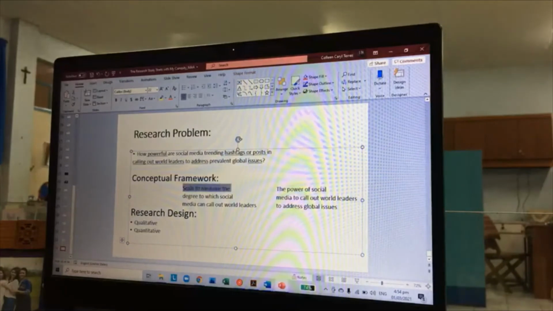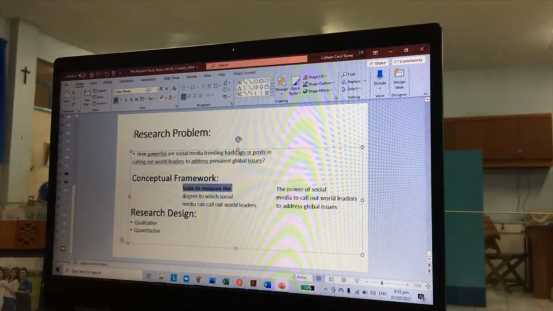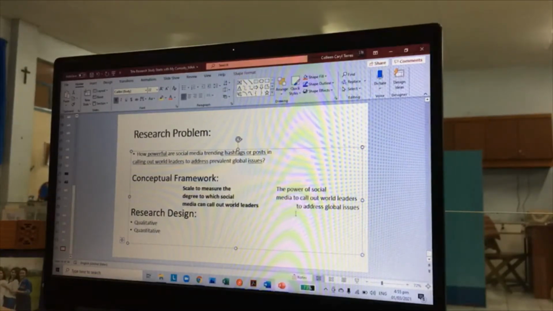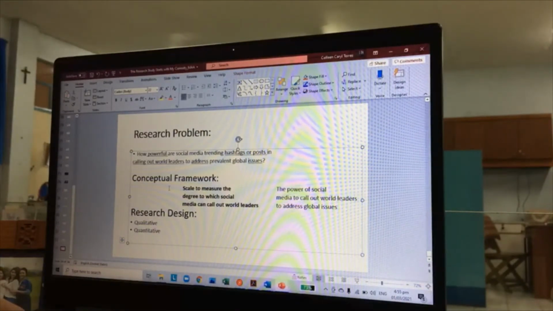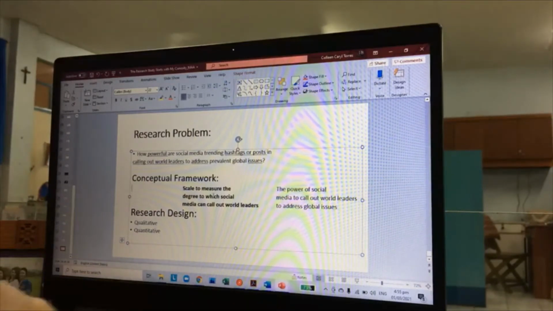So now that we know we need to create a scale, how are we going to determine that scale? How are we going to get the information? Probably there could be an existing scale. But if there is none, the researcher really needs to create the scale to be used, okay?